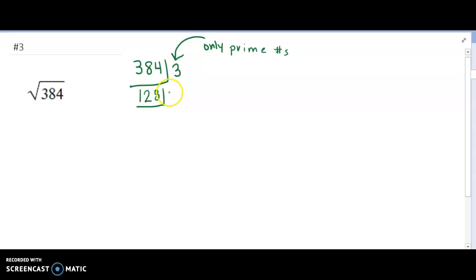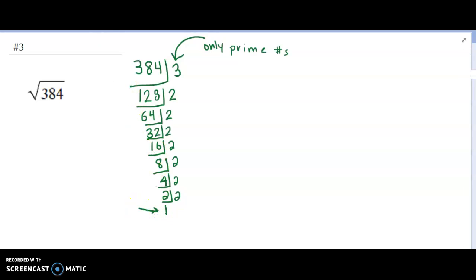Well, I know 2 goes into 128. 128 divided by 2 is 64. 2 goes into 64 32 times. 2 goes into 32 16 times. 2 goes into 16 8 times. 2 goes into 8 4 times. 2 goes into 4 2 times. 2 goes into 2 once. When I get to 1, we're done.